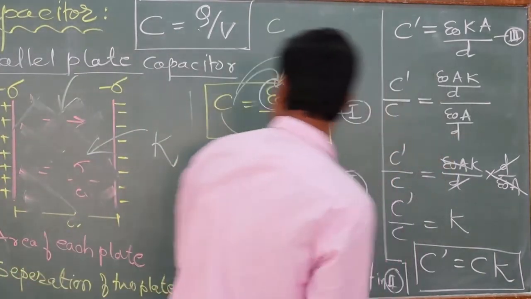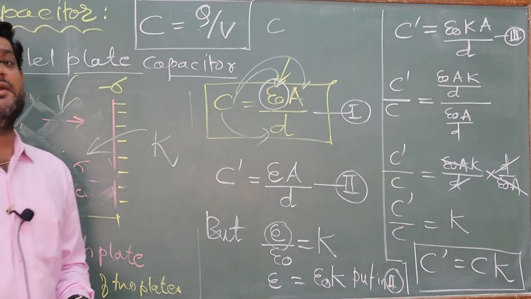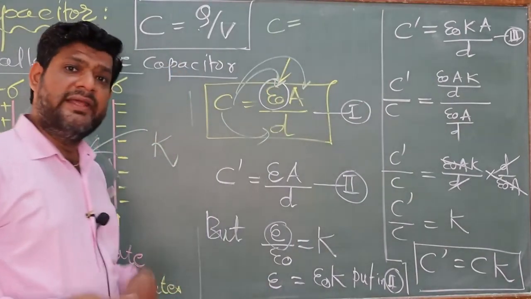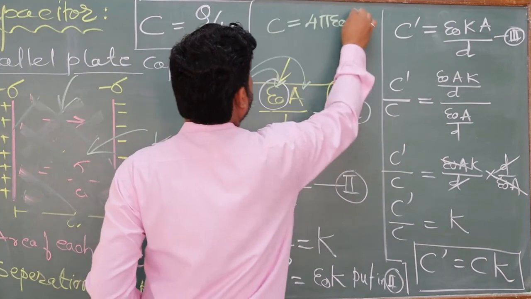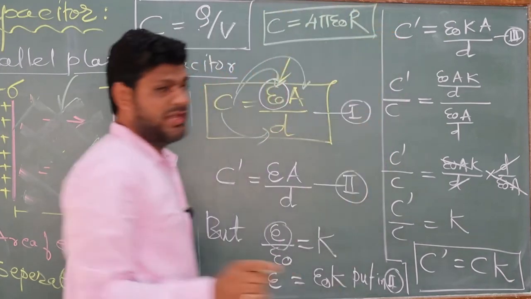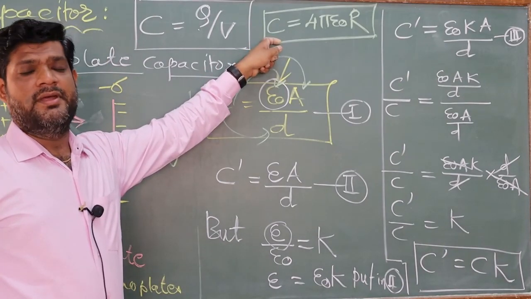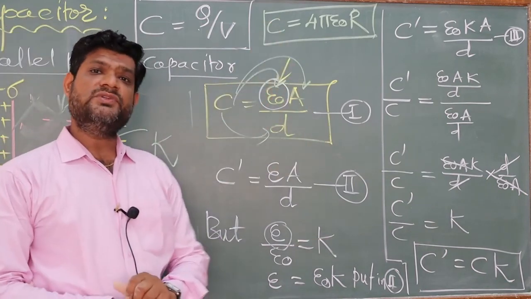Suppose this is about a parallel plate capacitor, and if we have a spherical capacitor, then the capacitance of the spherical capacitor is C equal to 4 pi epsilon 0 R. What is this R? R is the radius of that sphere, right? This is the formula for capacitance of a spherical capacitor. So this is all about the capacitor.